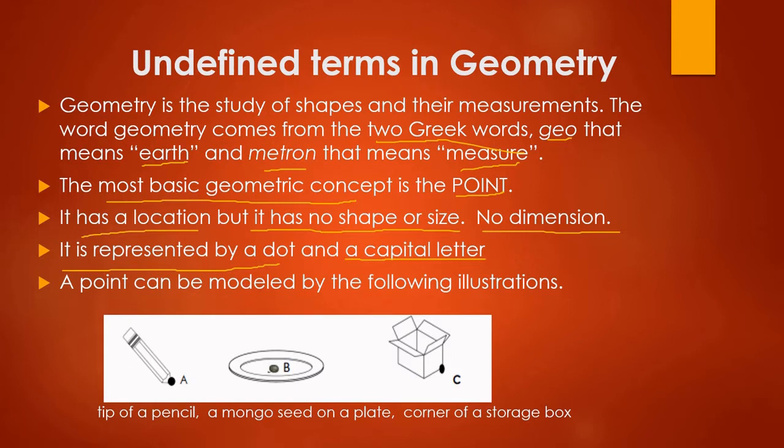So, for example, the tip of the pencil. We can name this as point A. A mango seed on a plate. We can name this as point B. And the corner of the storage box, we can say that this is point C.